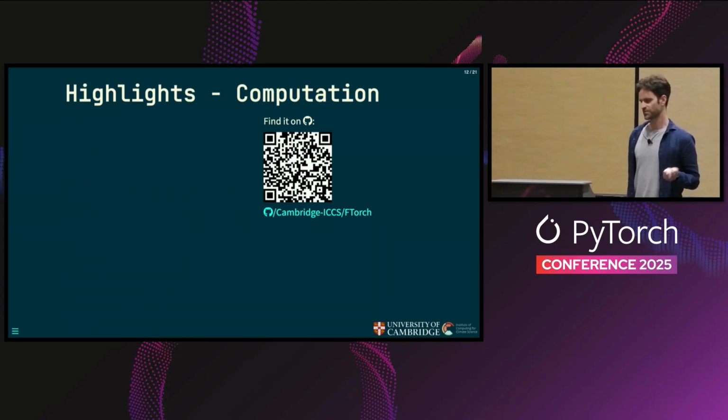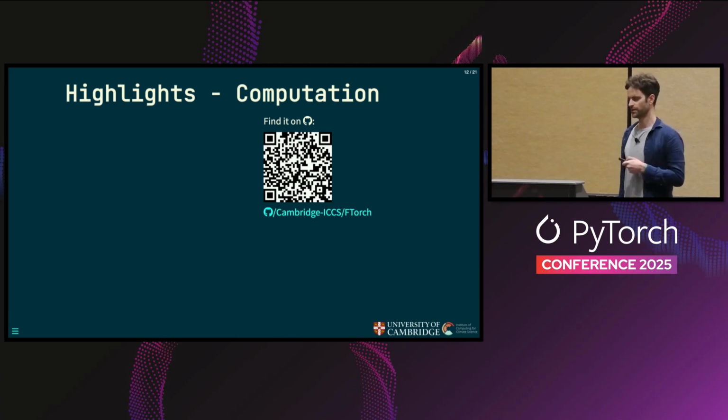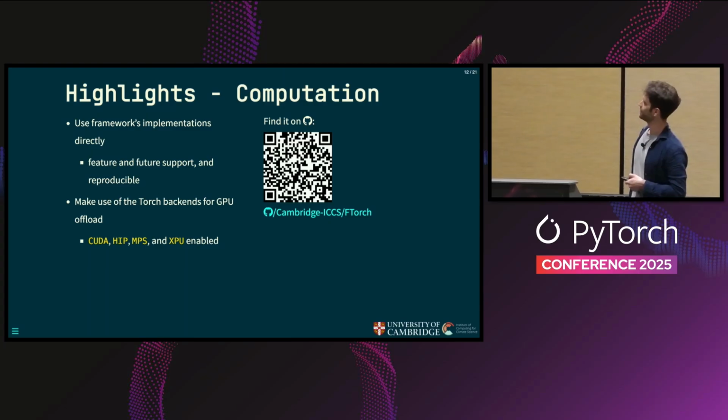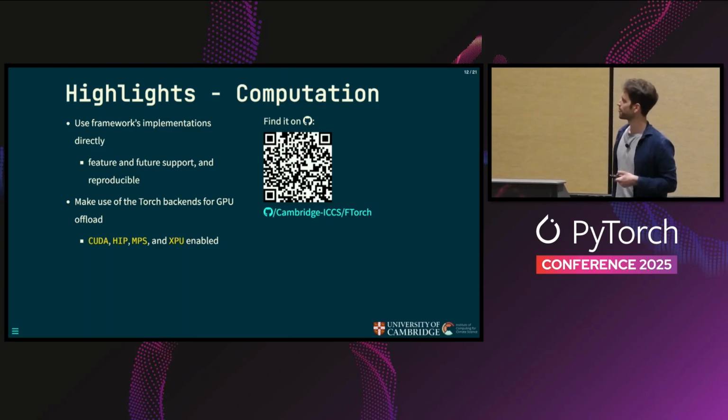So we've tried to emphasize both developer and computational efficiencies. We use all of PyTorch's, or libtorch's, implementation under the hood, so it should be reproducible and have future support for new features. So you can guarantee that you should be able to get the same results if you run the models through Fortran as well as running them through PyTorch. We also expose, or we use, all of the Torch backends for various GPU architectures.